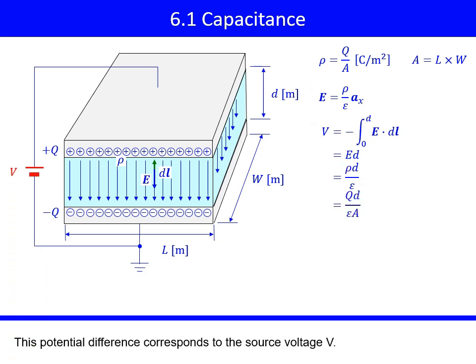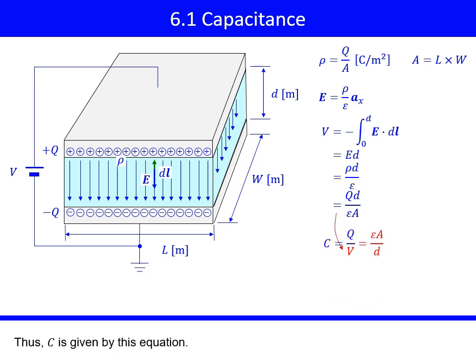This potential difference corresponds to the source voltage V. By definition, the capacitance of this two-plate capacitor C equals Q over V. Thus, C is given by this equation.